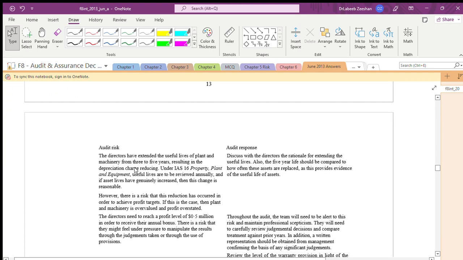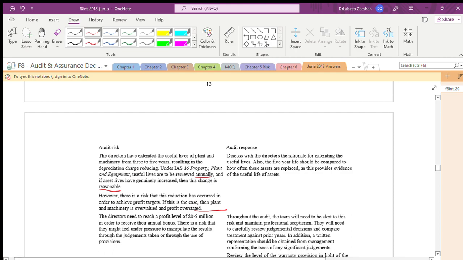Next, the directors is another question. Is it right? What the directors have done is reduce the depreciation by extending the useful life from 3 to 5 years. IAS 16 Property, Plant and Equipment requires useful life to be reviewed annually, and if the assets' life has genuinely increased, then the change should be reasonable. You cannot do as per your wish and will.